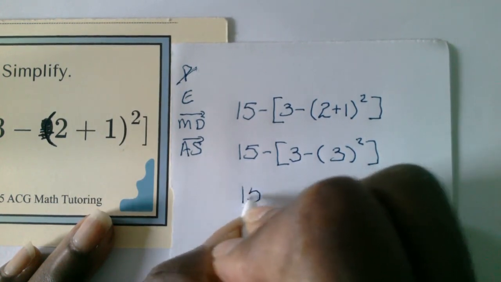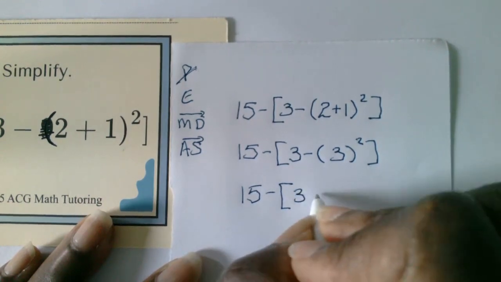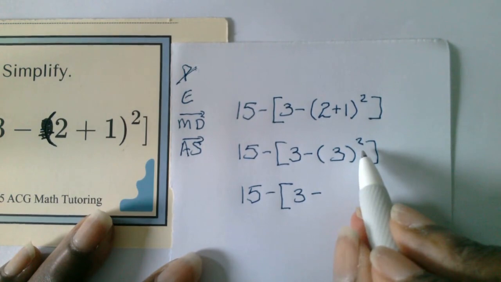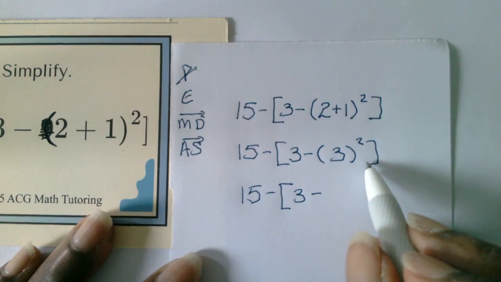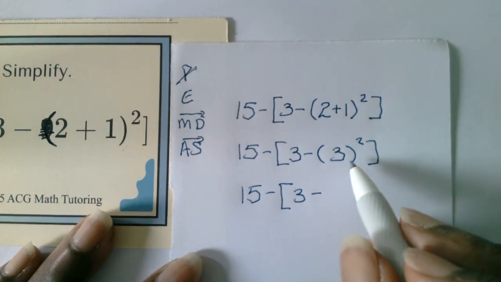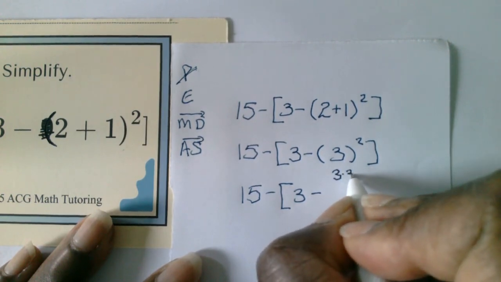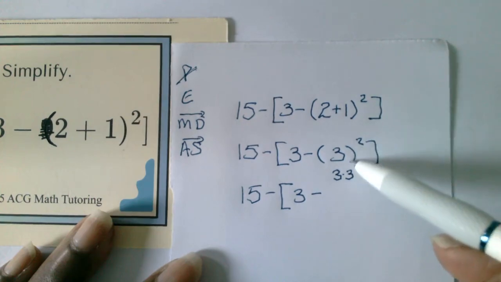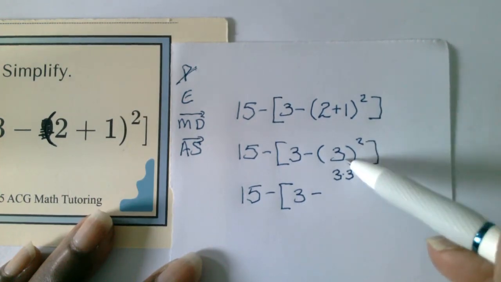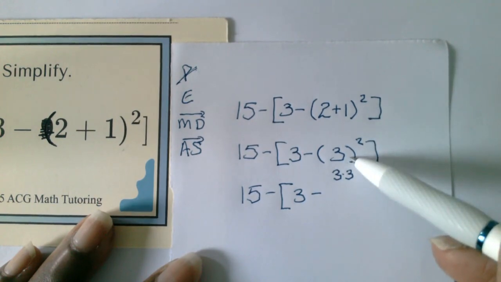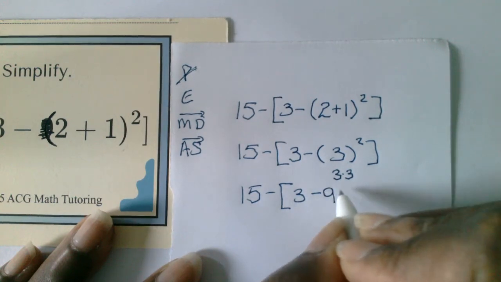So we have our 15 minus, we have 3 minus, now 3 squared. 3 squared is not 3 times 2. 3 squared is 9. That's 3 times 3. A lot of people usually, I want to say a good 92% of people, generally get this wrong when they first see it. So 3 squared means 3 times 3, which gives me 9.